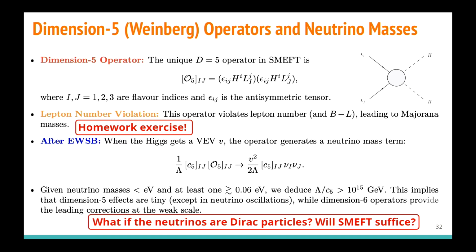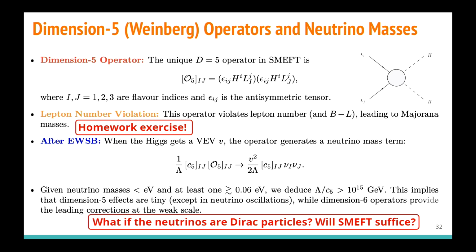So this operator, as we will see, will violate the lepton number as well as B minus L. So this will lead to Majorana masses. It's not a Dirac mass, it's not a Dirac neutrino. After the spontaneous symmetry breaking, this operator would generate a neutrino mass term like this. We will have a 1 over lambda C5 ij. This would give rise to v squared over 2 lambda C5 ij nu i nu j. So it's a Majorana mass term. So the mass m is identified with this.